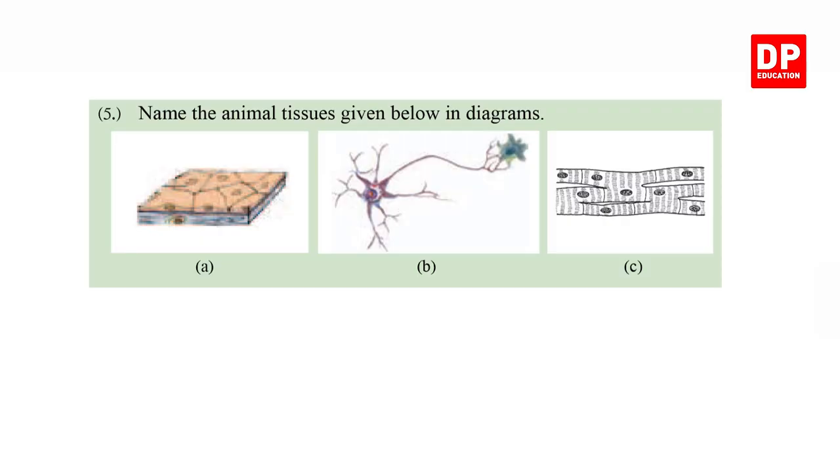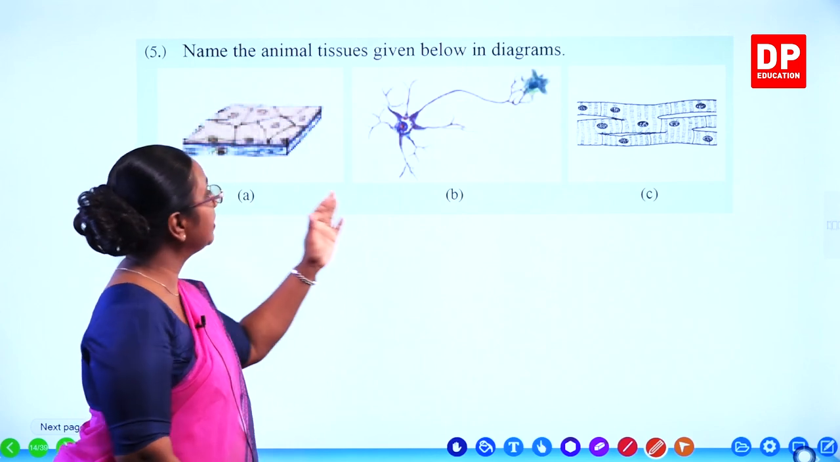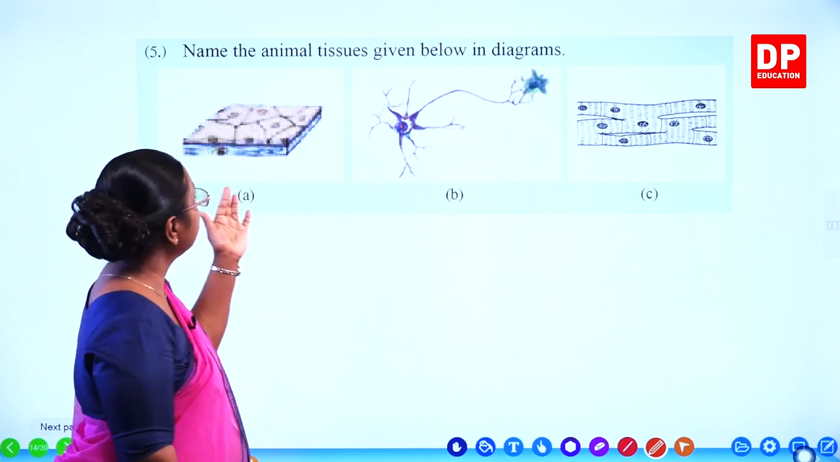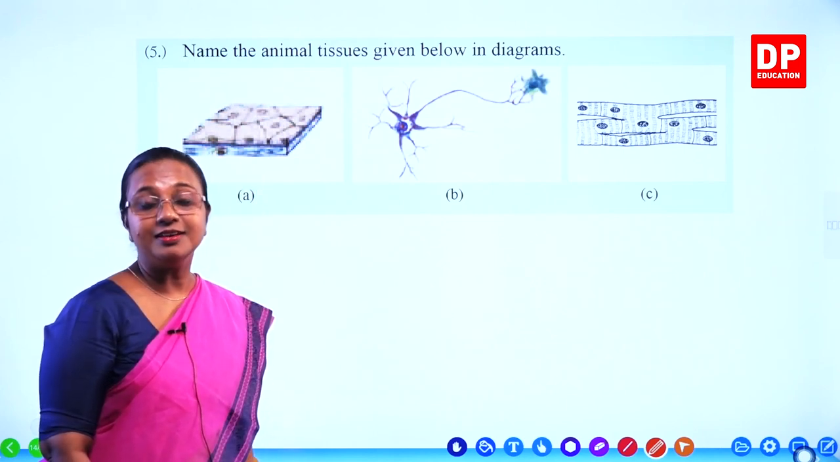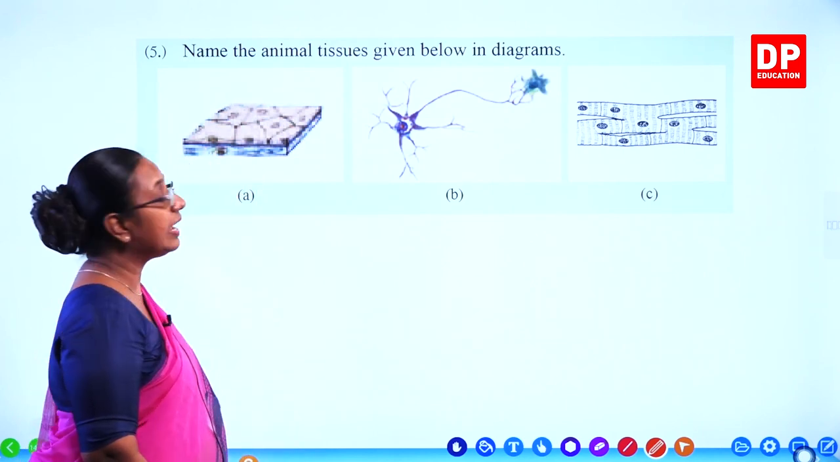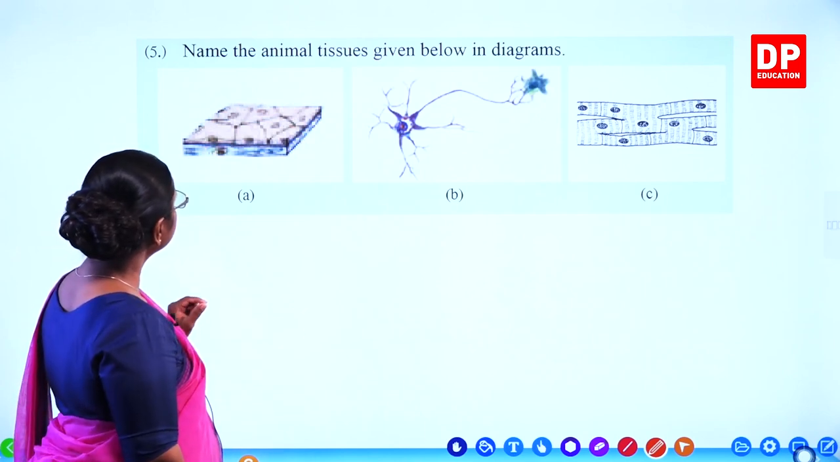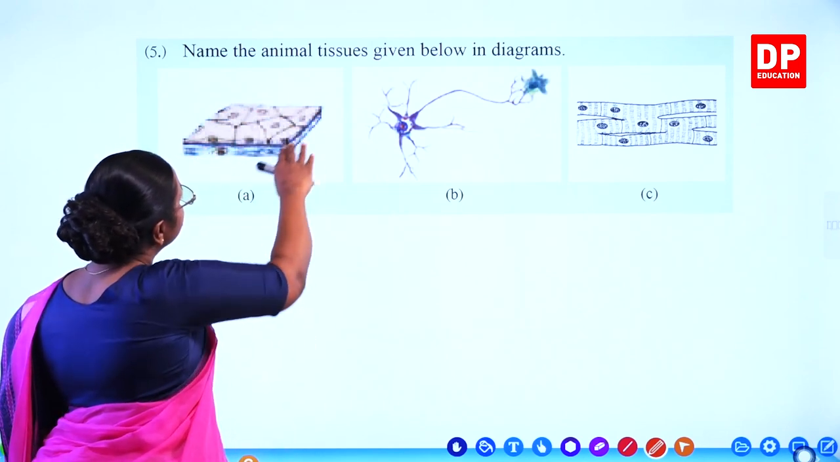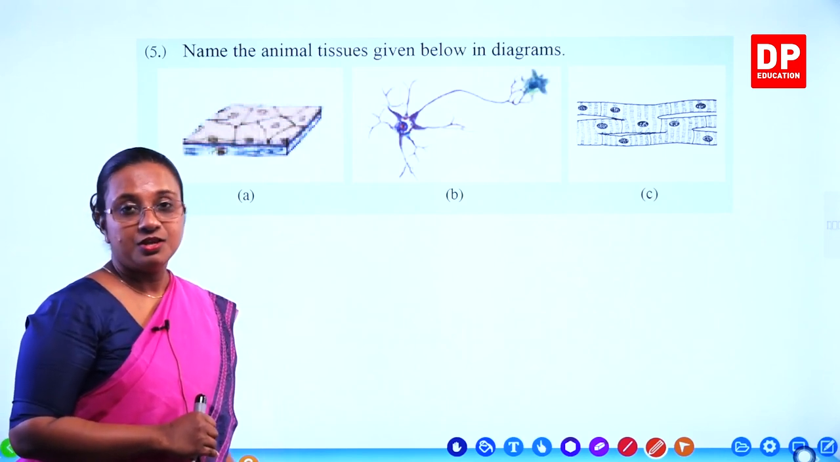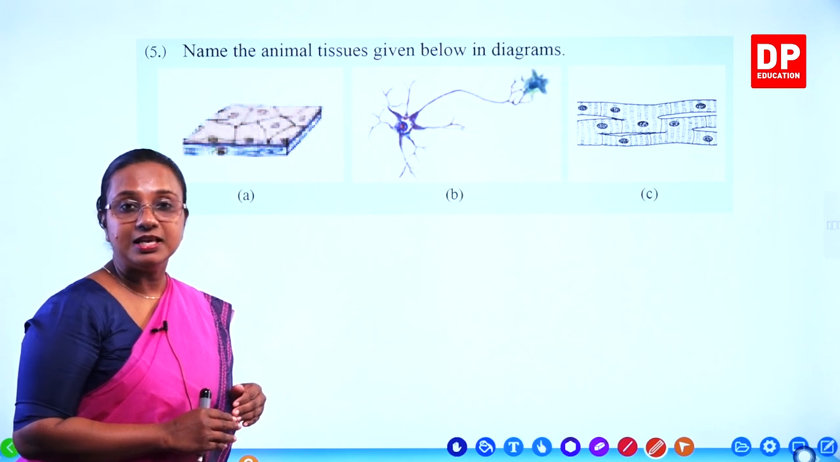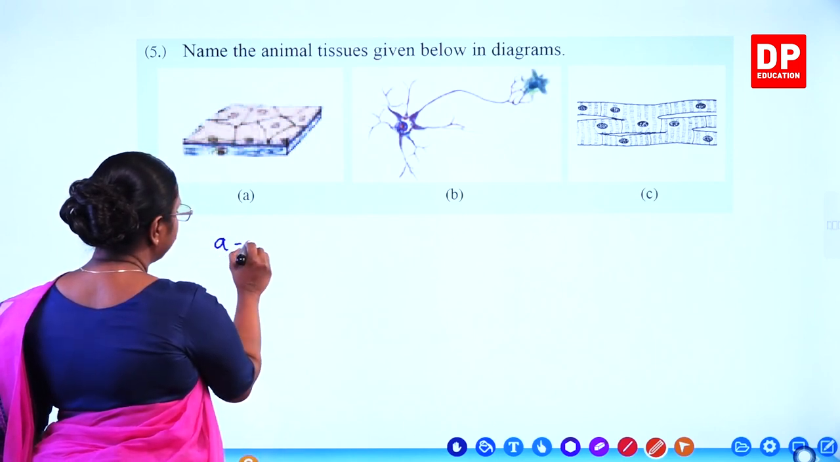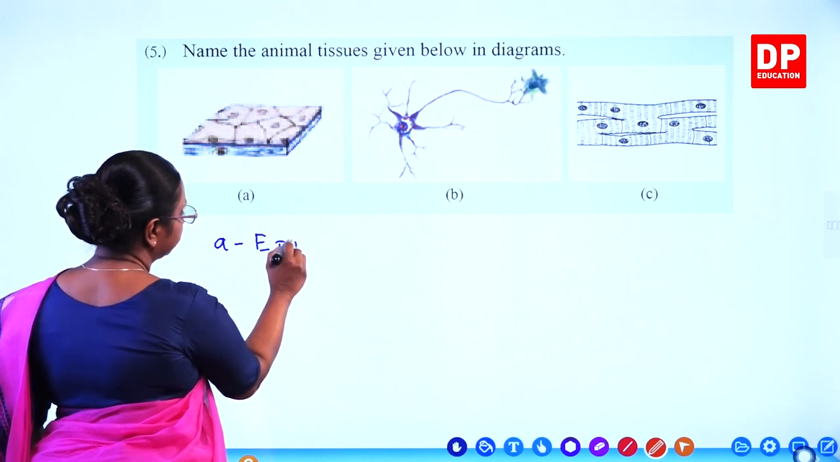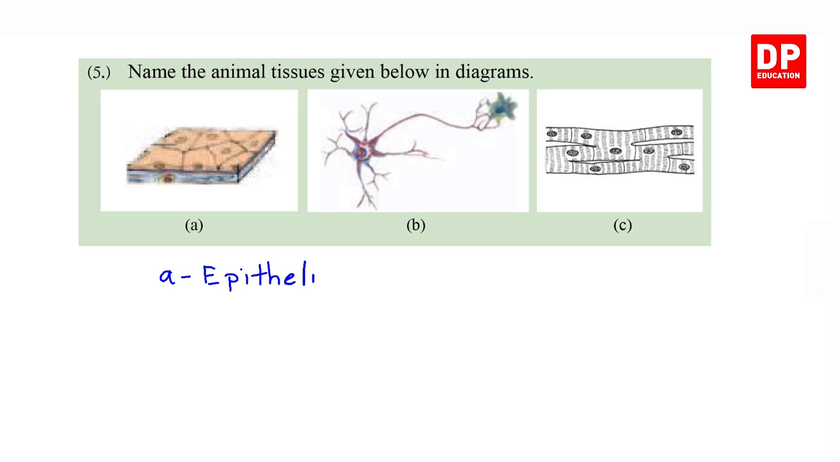Name the animal tissues given below in diagrams. Animal tissues, these three belong to three different groups. You can easily identify them as you look at the pictures. What is tissue A? You can easily see there is a basement membrane and one layer of cells arranged on that. So this is an epithelial tissue. Tissue A is epithelial tissue.